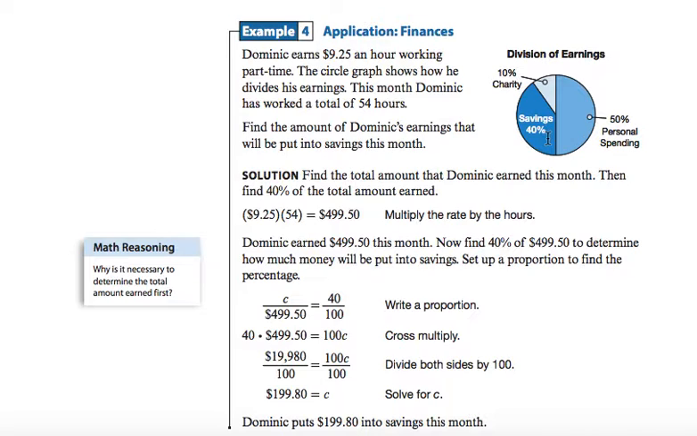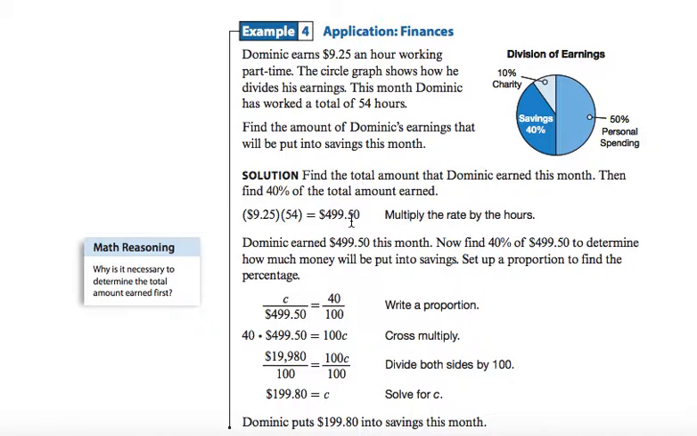So we would take the amount of money that he's making each month and then divide it by the percentages that he has allocated here for these earnings. So we get $9.25. We'd multiply that by 54 hours. 9.25 times 54, he made $499.50, almost $500 this month.